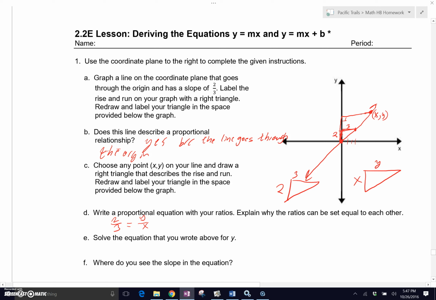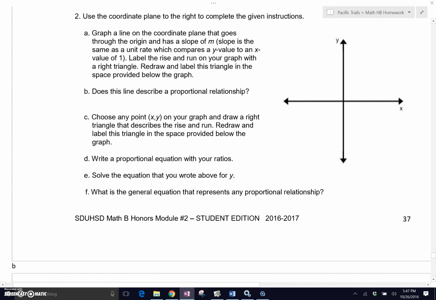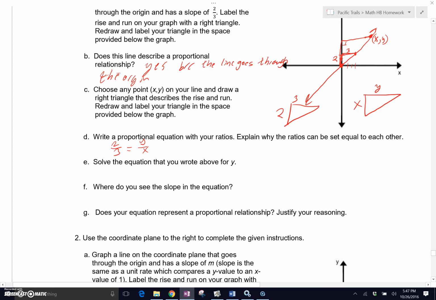Okay. So it says write a proportion of ratios, which I just did, and explain why the ratios can be set equal to each other. So they can be set equal to each other. So it works because the slope ratio is constant.